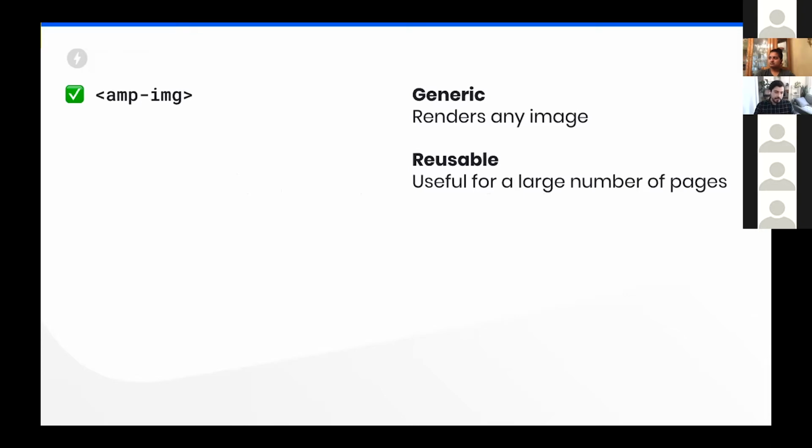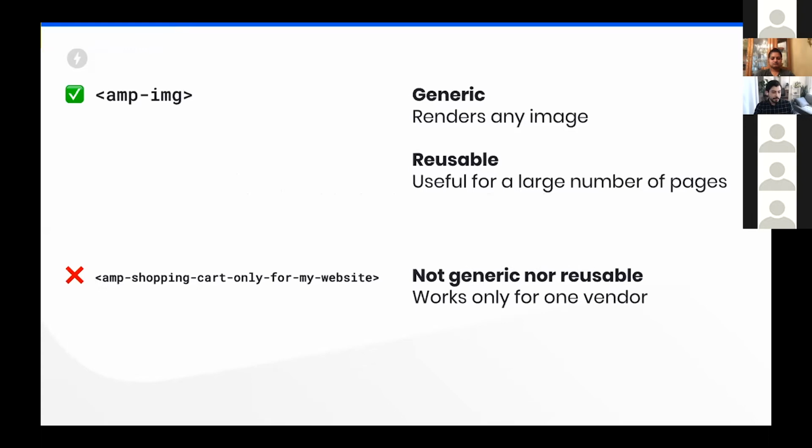It's also reusable because it's useful for a large number of pages. Nearly every AMP page has an AMP image. So we know that it's not just useful for one particular application or website. And if I were to create a component that is an entire shopping cart experience that only works on my website, that is neither generic nor reusable because it only works for one vendor.